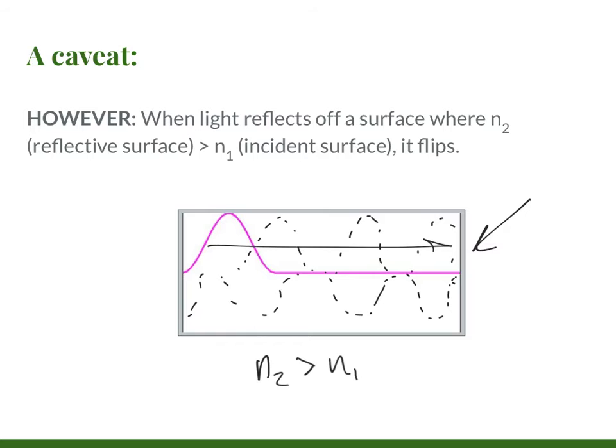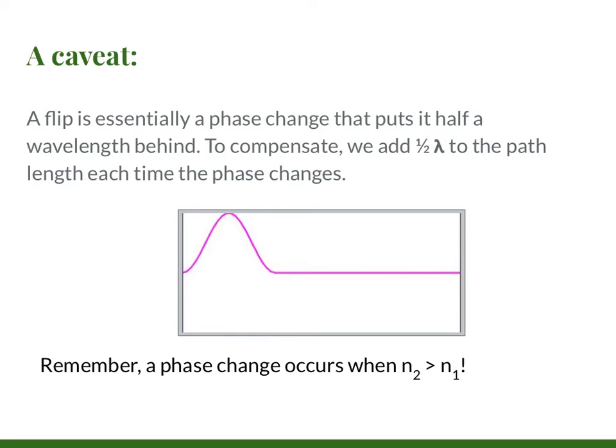So if we have light going from air to glass, air's got a refractive index of about 1, glass is about 1.5. So when light bounces off the glass, since it has a higher index of refraction, the wave will flip and then bounce back off. And so we need to compensate for that in our math. And the way we do that is by instituting a phase change. So a flip is basically a phase change for the wave.